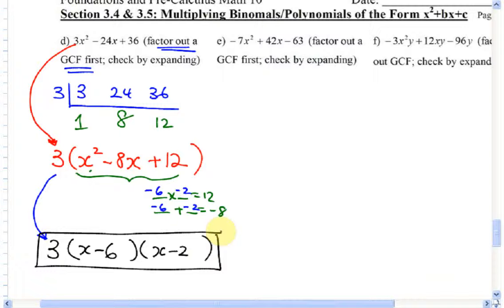Now, I'm going to try E with you. I'm not going to do the whole thing with you. I'm going to ask you for E to look at what the greatest common factor would be. You've got -7x squared plus 42x minus 63. What's the greatest common factor here that you can take out? Katrina, yeah. Okay. She suggested taking out -7.